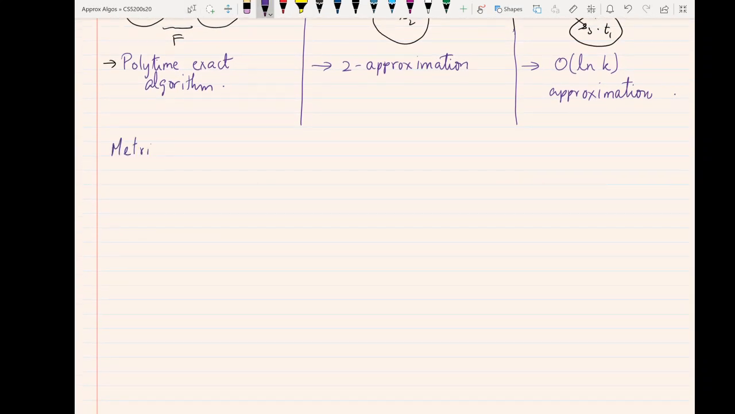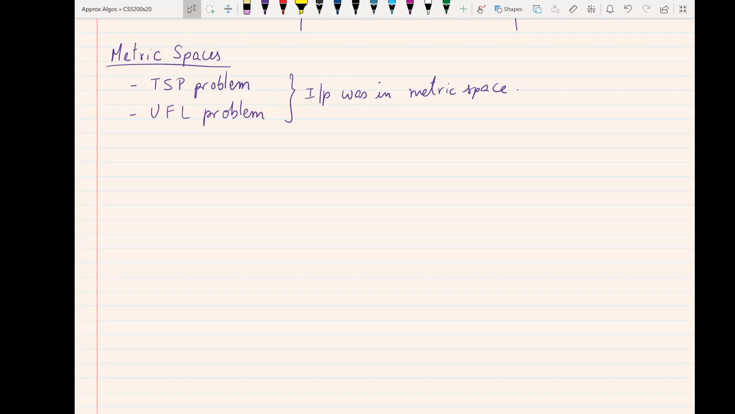So you have seen metric spaces before, in particular in the very first or second lecture where we saw the TSP problem, and then we also saw the uncapacitated facility location problem, where both of the problems were actually set up in a metric. In fact, we had also seen the k-median problem via local search algorithm, which also used the fact that the points were in a metric space. It was in the very definition of the problem.